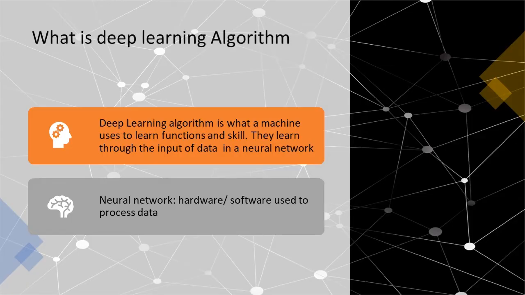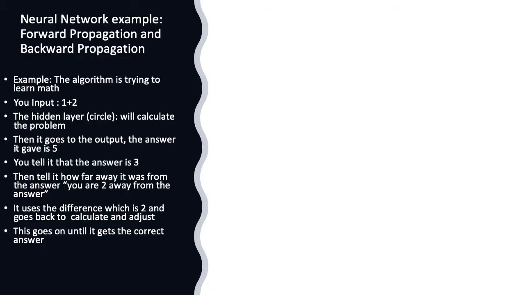Deep learning algorithm, what is it? A deep learning algorithm is what a machine uses to learn functions and skills. They learn through the input of data in a neural network. A neural network is hardware or software used to process data. Here's an example of a neural network. It has forward propagation and backward propagation.